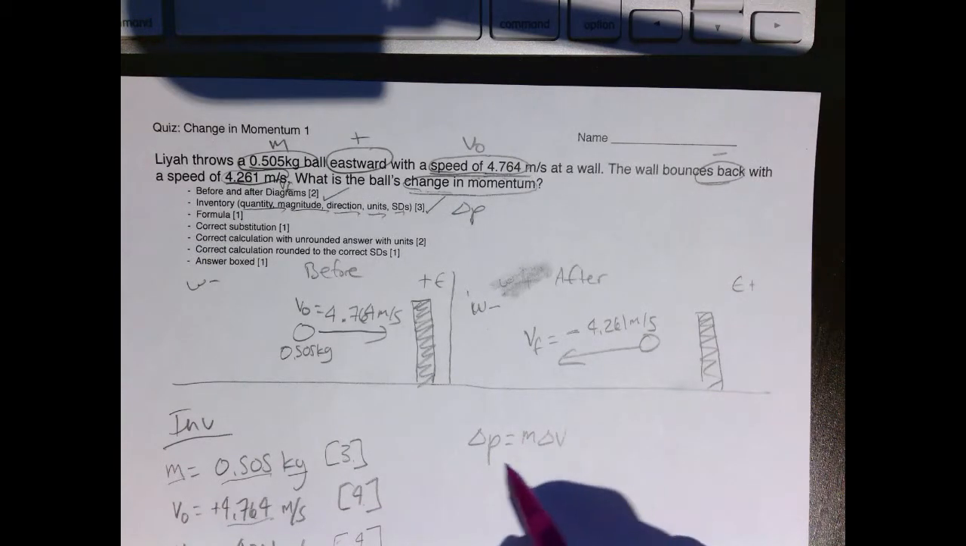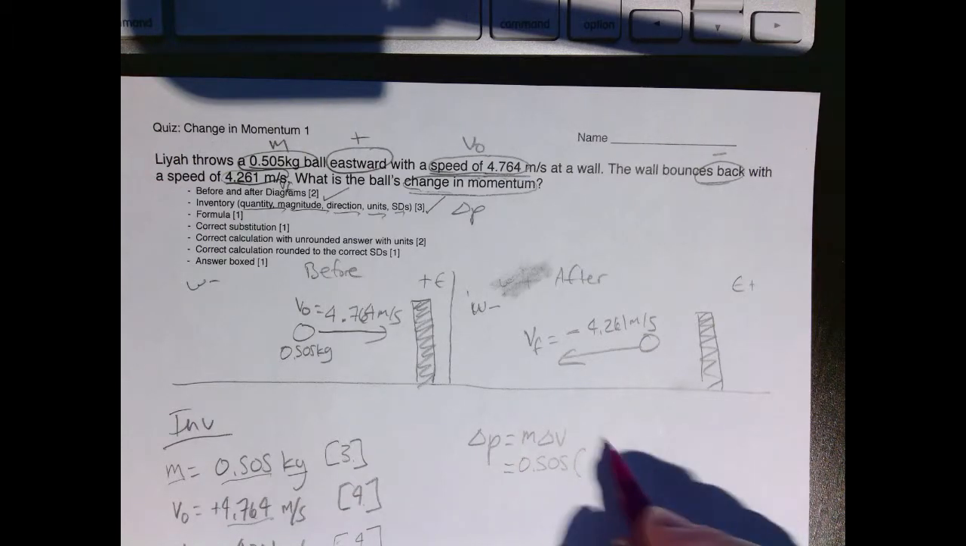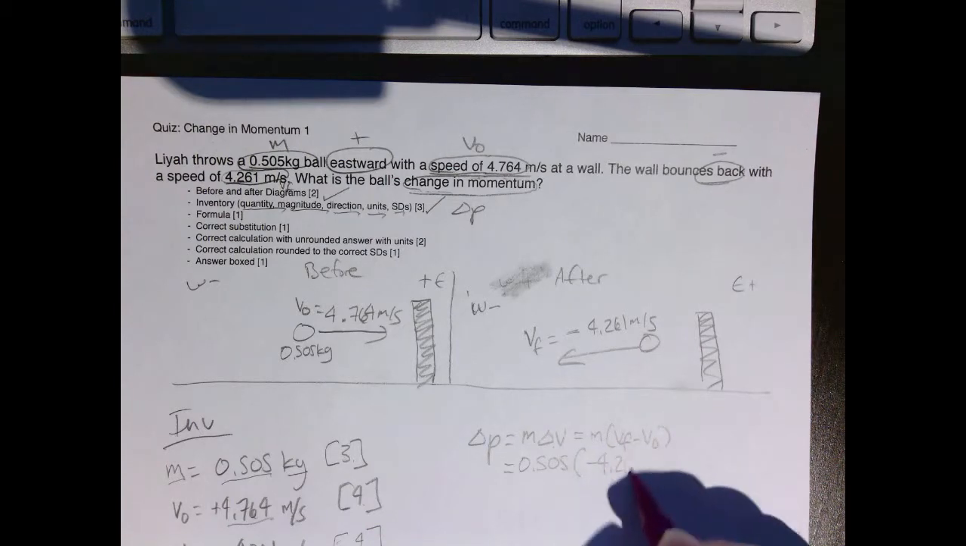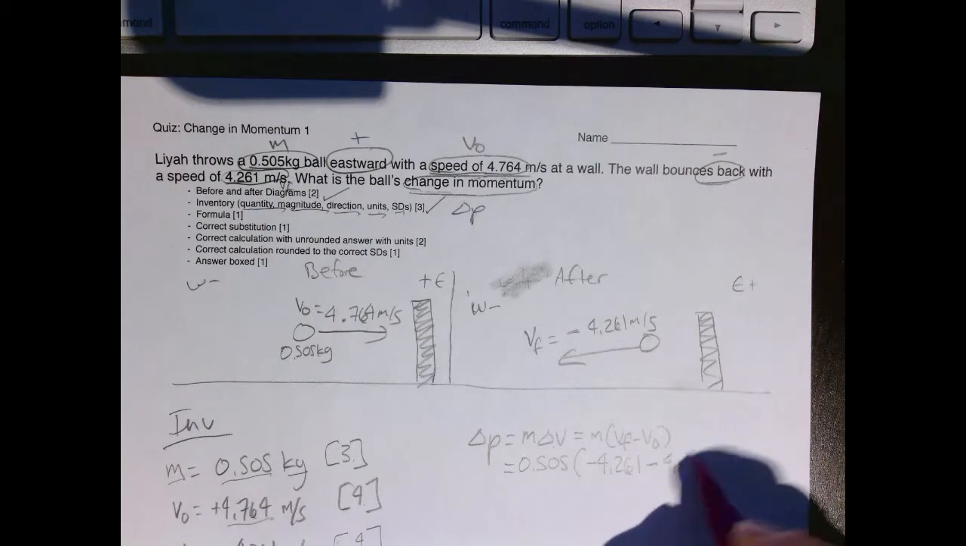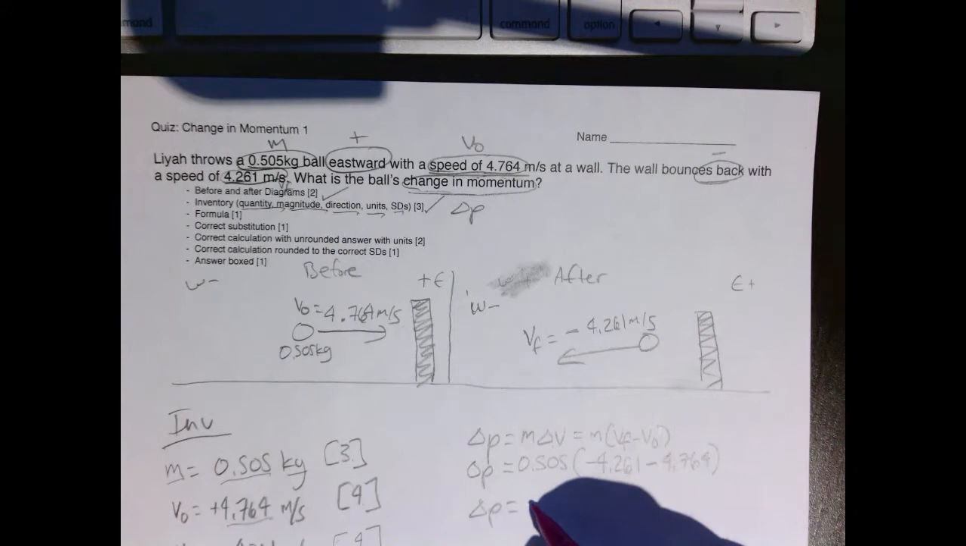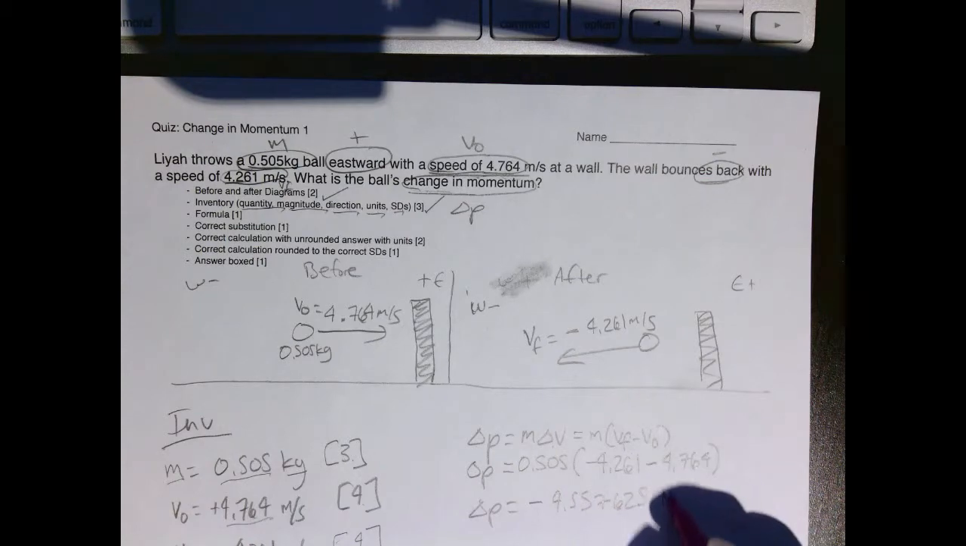It's already solved for us. That's awfully nice. And the mass is 0.505, and delta V is VF minus V0. Change in something is always the final state minus the initial state. So we have minus 4.261 minus 4.764. So I key that into my calculator. And that gives me a change of momentum of negative 4.557625. The units are Newton seconds.